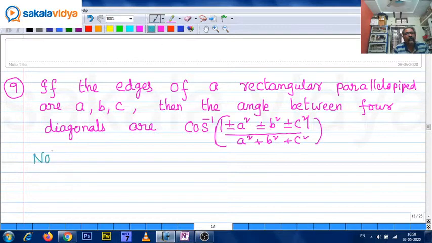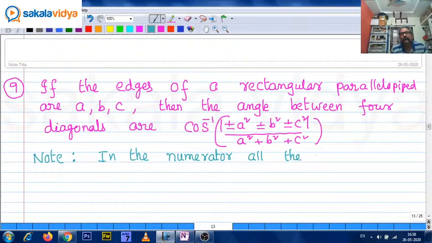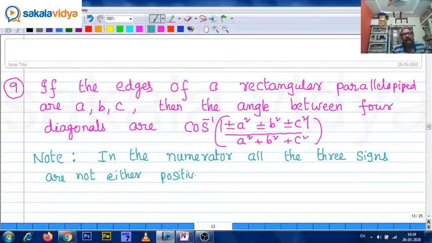What is the important note? Important note: in the numerator, all the three signs, means symbols, are either positive or negative. This we need to remember.